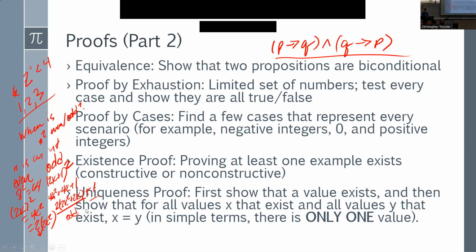you find that a value exists first, and then you show that for all values, if a value exists, it equals that original value that you proved existed. It cannot be another value. But once again, in simple terms, it just means that there's only one value. That's it.